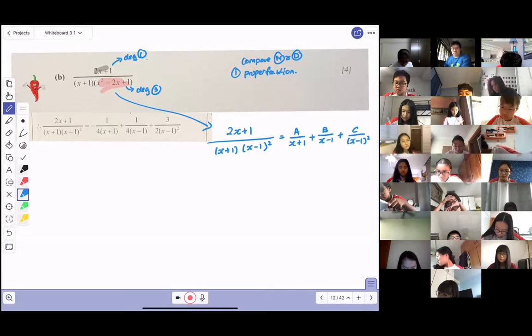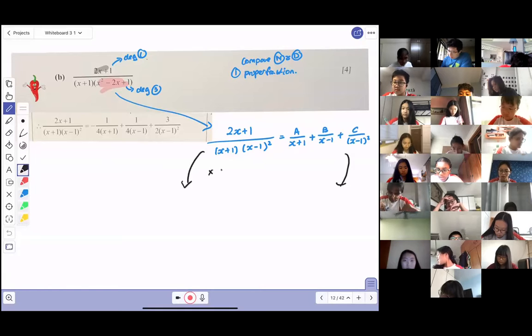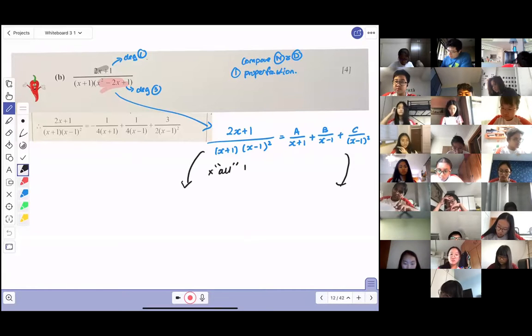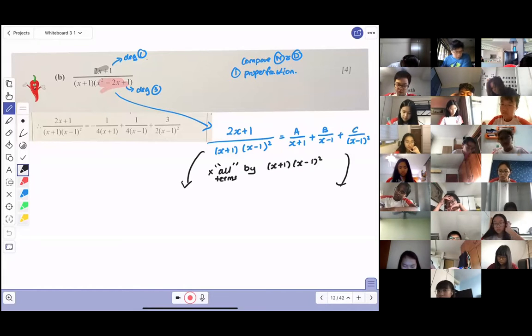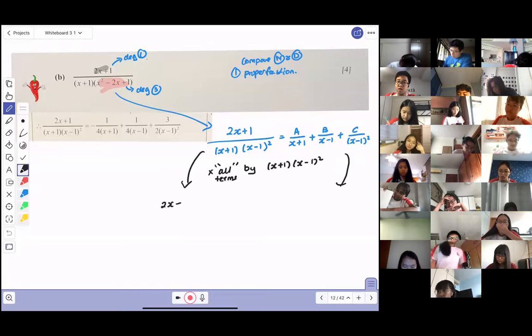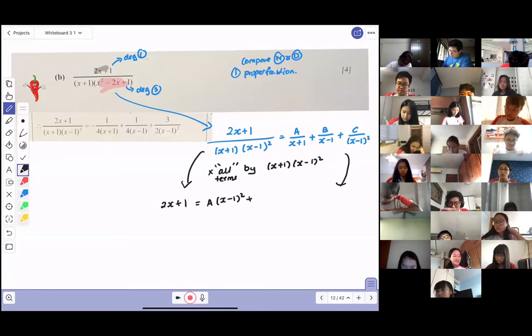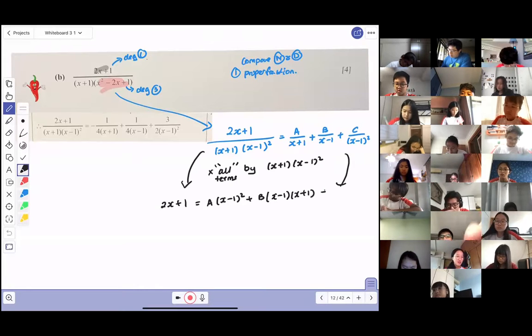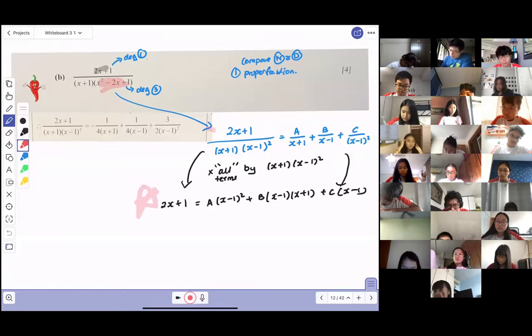Okay. After that, multiply all by the same denominator. So I multiply all terms by x plus 1 bracket x minus 1 squared. I have 2x plus 1 equals A bracket x minus 1 squared plus B bracket x minus 1 bracket x plus 1 plus C bracket x minus 1. Now this step is important. Okay, these 2 steps are important.